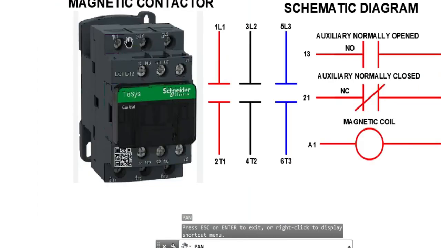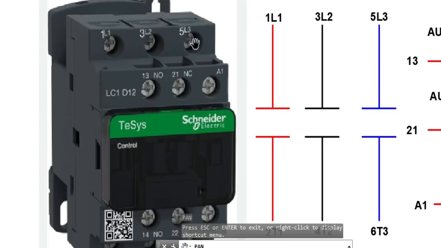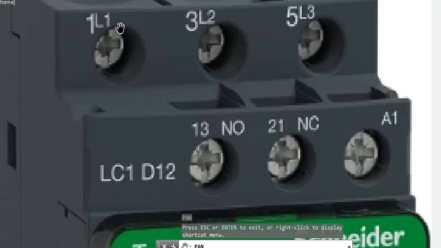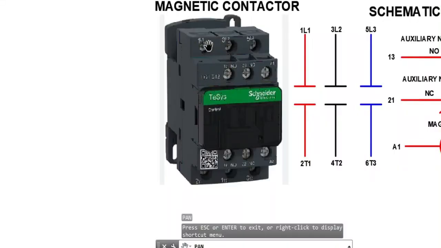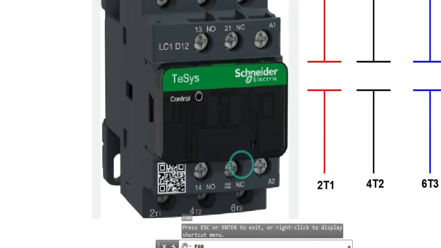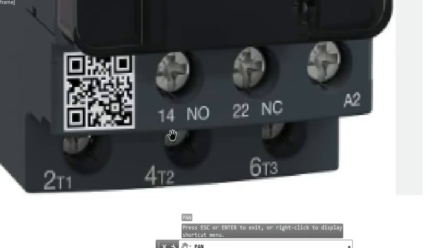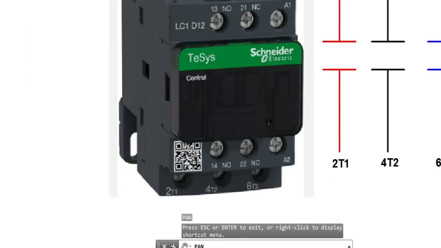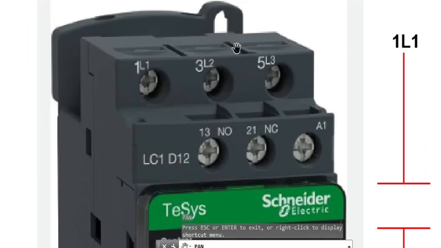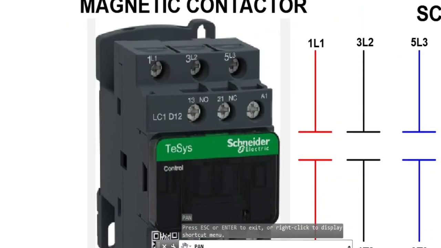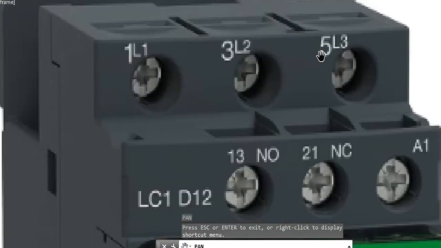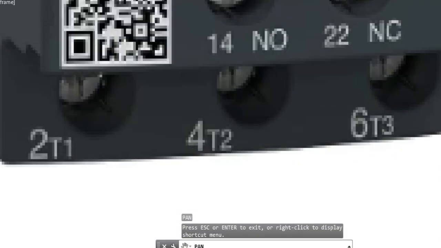As you can see, this magnetic contactor has a lot of wiring terminals, like this one, line 1, and this one, line 2, and line 3. And these are the line side and the load side terminals, T1, T2, T3. There are 6 power terminals: the line side is 1, 3, and 5, and then the load side is 2, 4, and 6.